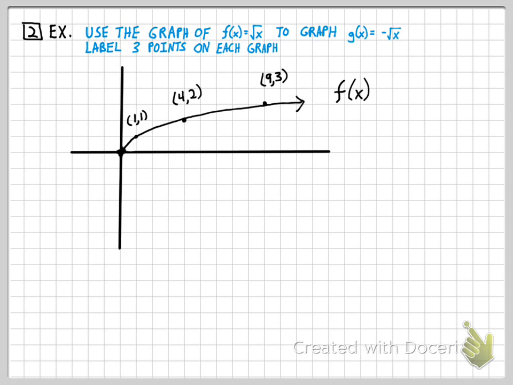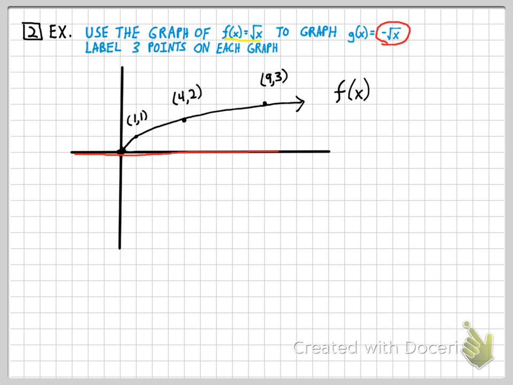Alright, box 2 is an example. We're going to take one of our common functions, in this case the square root function, and think about transforming it by throwing a negative sign in here. The original function is f of x equals the square root of x, and our new function is g of x equals negative square root of x. Two functions that are very similar. The difference is you have a negative sign out in front, and we want to remember that that's going to be a reflection through the x-axis.